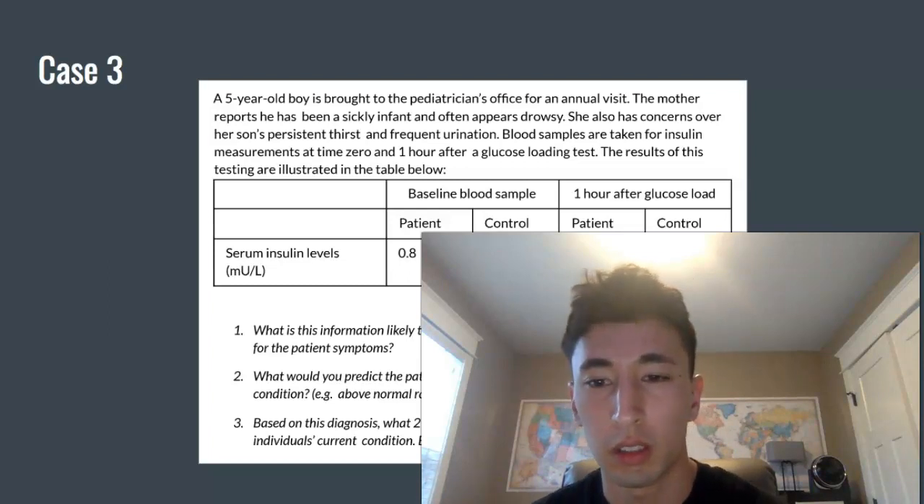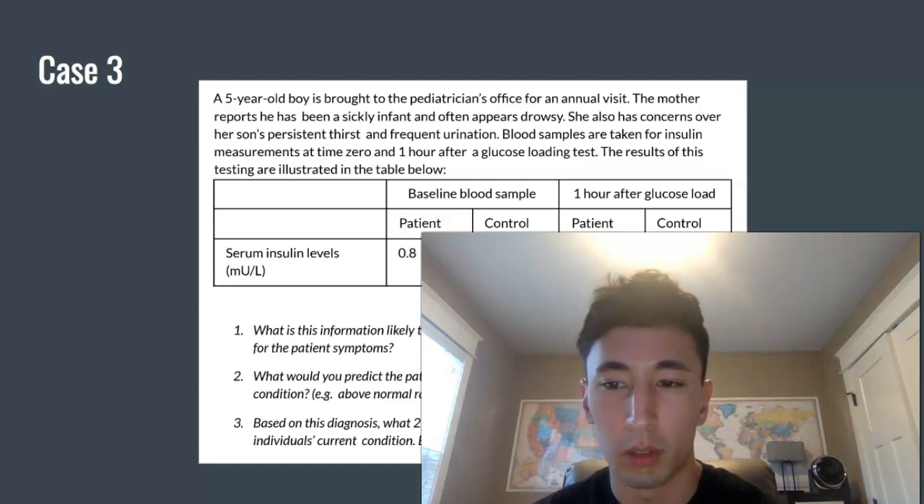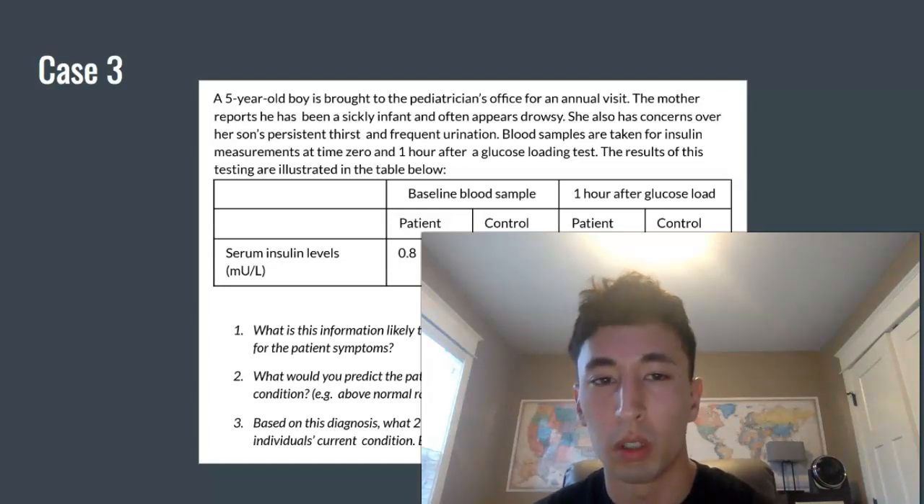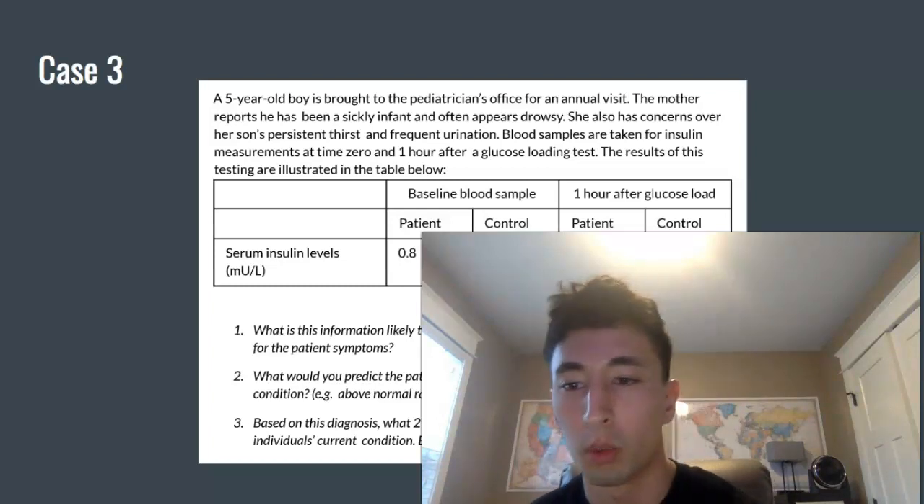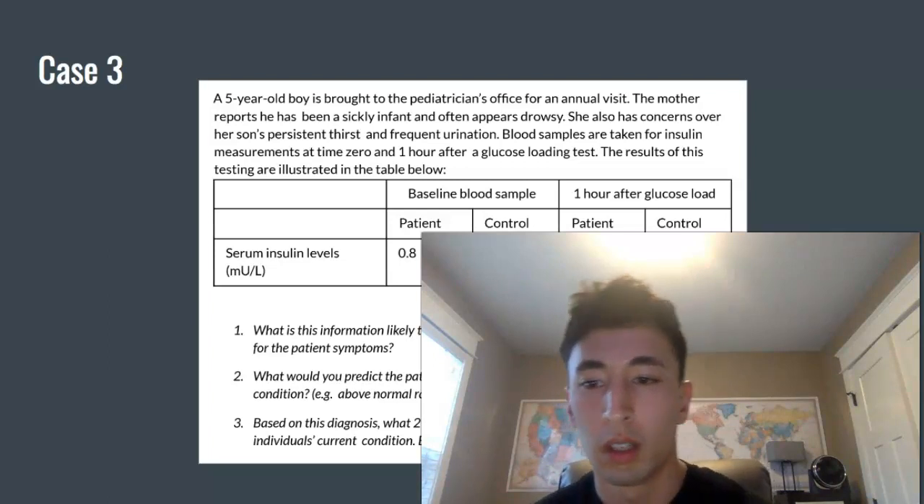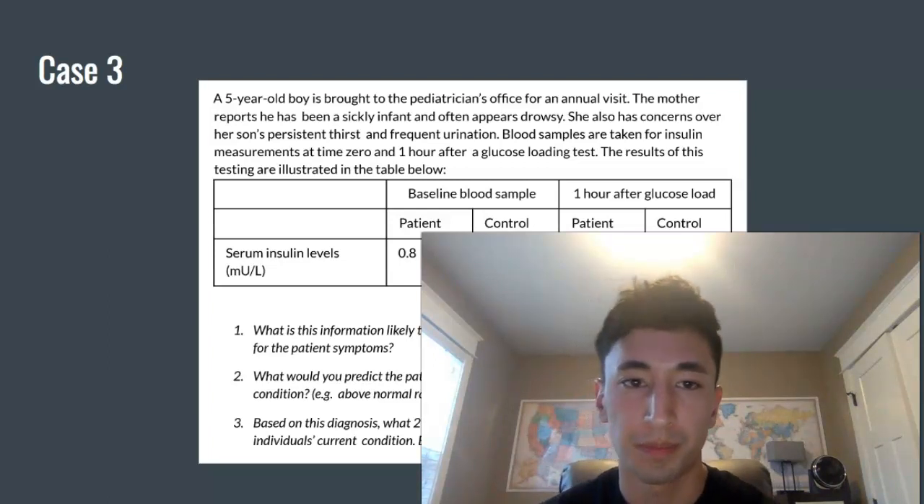As we see here, the serum insulin levels, both for the baseline blood sample and 1 hour after the glucose loading test, are well below the controls that we are looking at. The baseline blood sample at 0.8, and then the 1 hour after glucose loading test at 5.